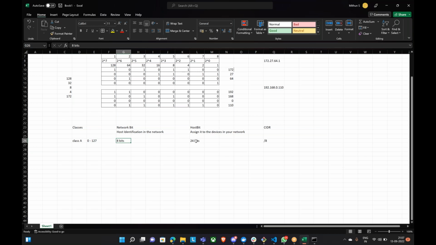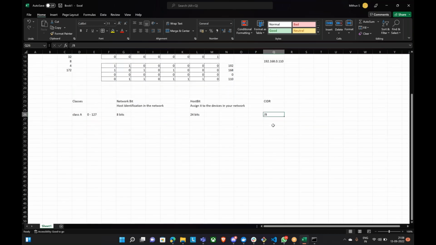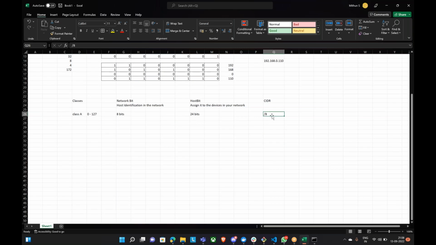And the last 3 octets, or the remaining 24 bits, should be dedicated to the host bit here. And then the CIDR value will be /8. So this represents that you are going to mask the first 8 bits, in other words, you are not going to assign it to anyone else. Now there is also one more meaning to this /8.